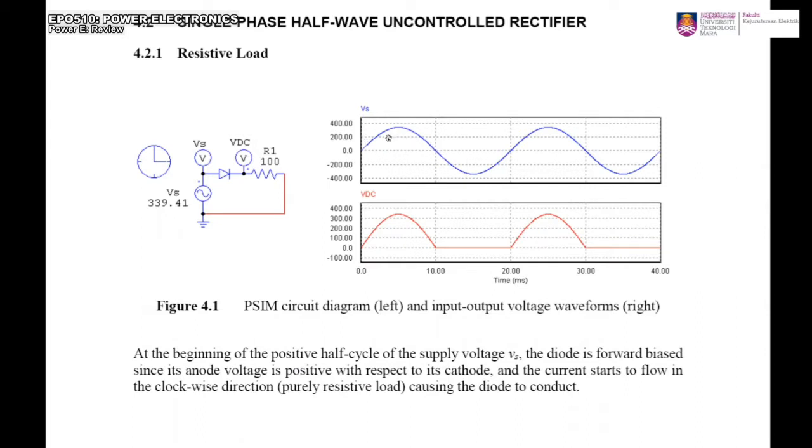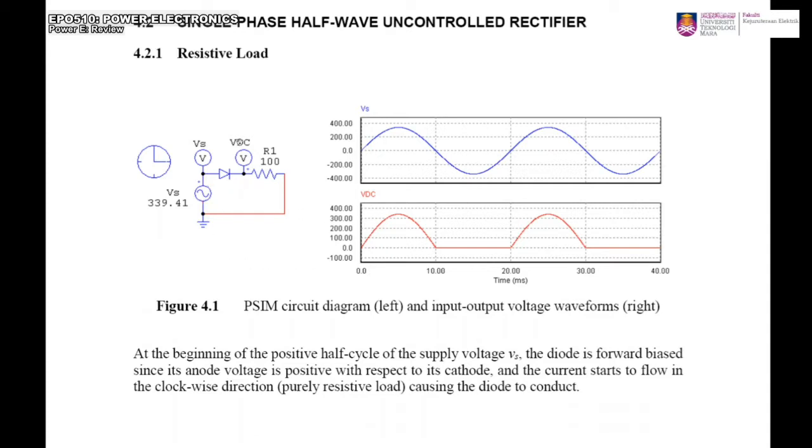So we have a positive half cycle here. This is known as a positive half cycle, and this is the negative half cycle. You also need to understand that the diode operates depending on the voltage and current of the circuit. It will only turn on when the voltage is forward bias, and the current flows in the same direction as the diode symbol here, right? So that will turn on the diode.